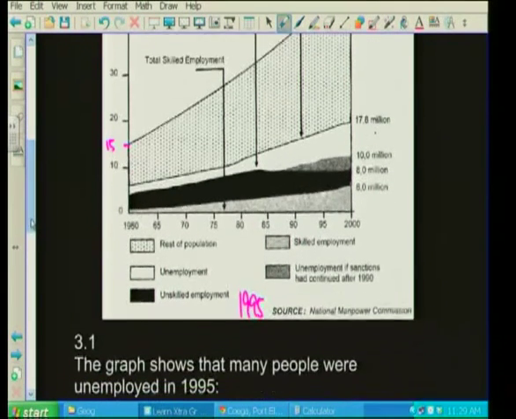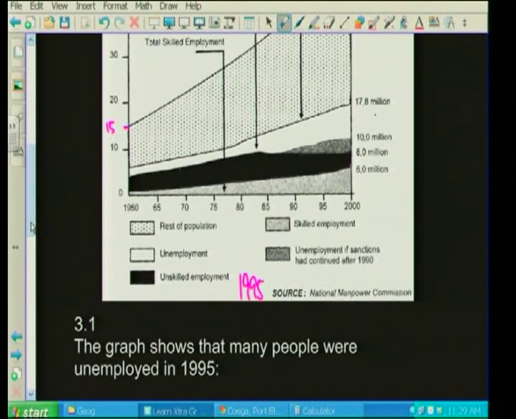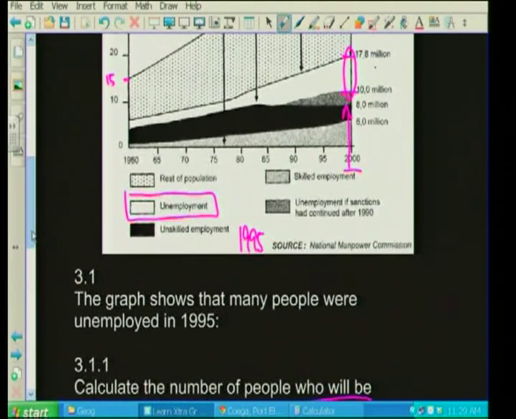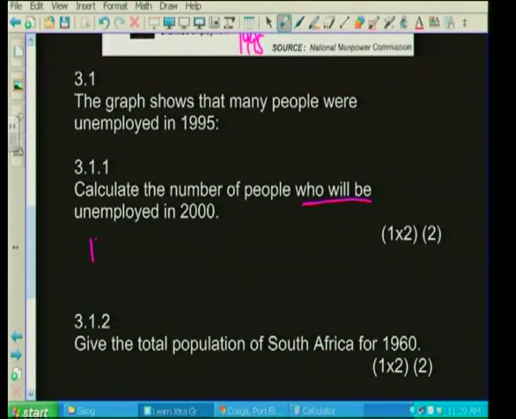Now, question 3.1.1.1 wants us to look at how many people there are between the top part of that white area in the graph and the bottom part of that area, because remember we're looking at this key or legend which shows us the unemployed level of people in this year. If you read up the scale, the year 2000 is on that part of the graph if we go upwards. So to calculate that, we're going to say 17.8 million minus 10.0 million. That's how we work it out.